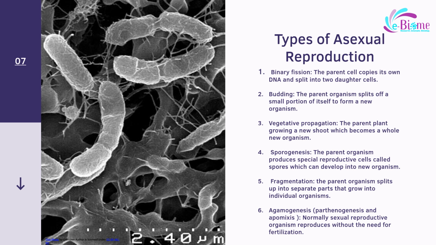The next type of asexual reproduction is known as fragmentation. Fragmentation occurs typically in some types of plants and animals. Some examples of animals include starfish and some types of worms, like planarians. In this type of asexual reproduction, the organism splits itself up into smaller sections or parts that can then grow and develop into individual organisms.